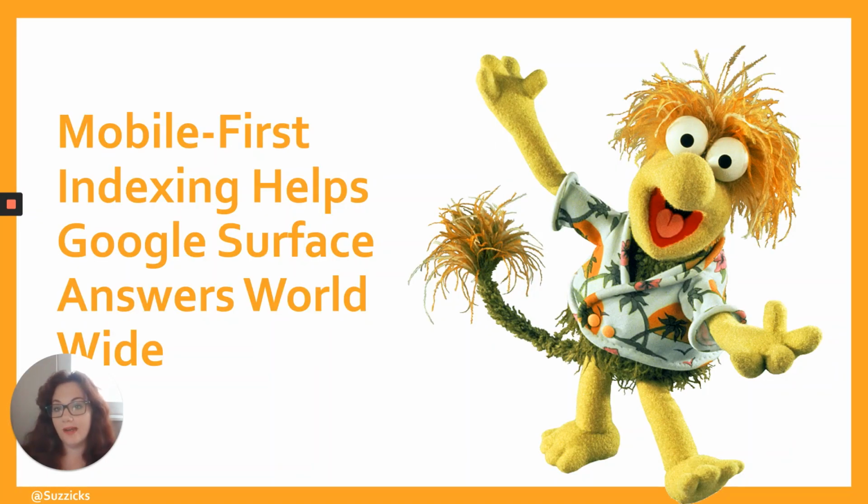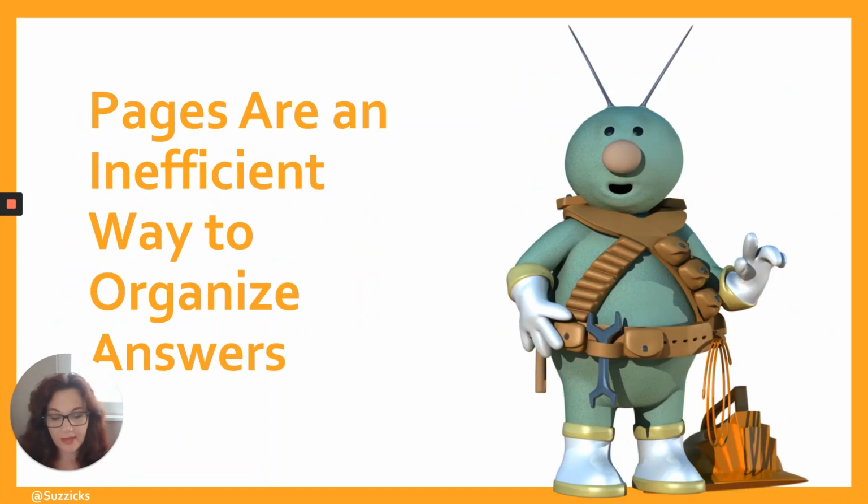So the takeaway here is just that mobile-first indexing helps Google surface answers worldwide, and that's why the entity concept is so important. Google's looking for the best answers, not necessarily always the best answers in one particular language. And what I think they figured out in their attempt to surface answers more than websites is that pages are kind of an inefficient way to organize answers.